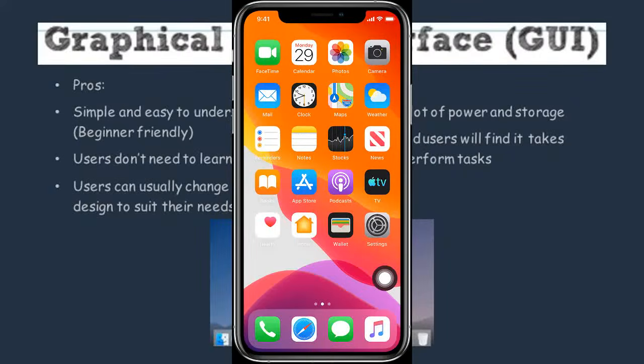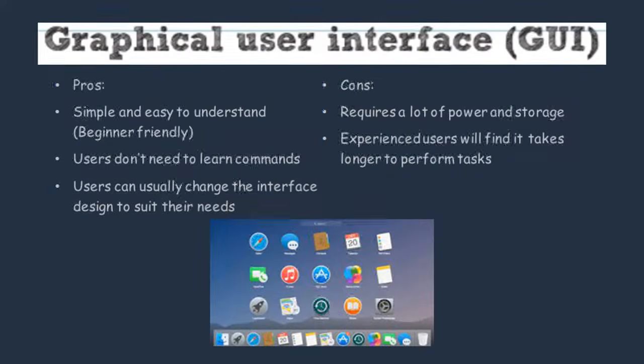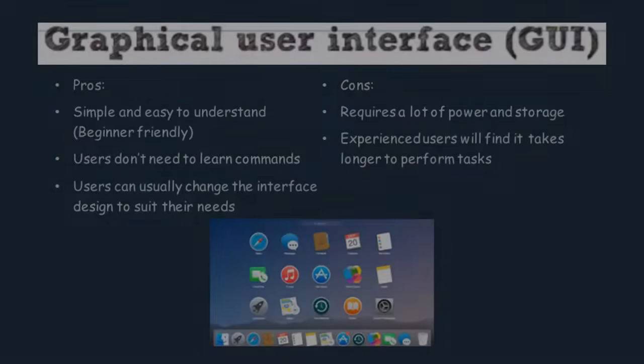If you're asked about the downsides of using a GUI, you can talk about the fact that it requires a lot of power and storage. This is because of the icons and menus used on the screen. Another issue you can talk about when using a GUI is the fact that it takes a long time to perform functions, especially when you compare it to a CLI. It takes a much longer time to perform the same functions.